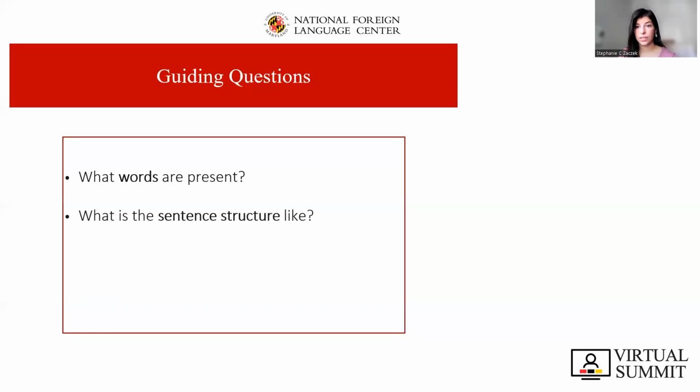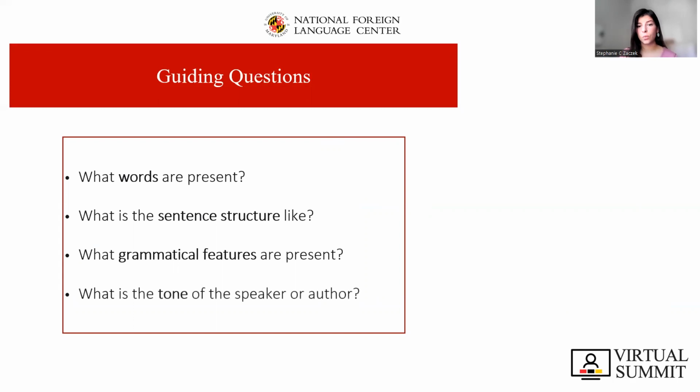What is the sentence structure like? And what grammatical features are present? Does the passage mainly consist of word lists, or are there short sentences? Are the sentences complex and organized into long paragraphs? Are the tenses simple, or is there a mix of challenging tenses throughout? Also, consider what is the tone and purpose of the author or speaker? Are they presenting straightforward information with a neutral tone meant to help instruct or inform their audience? Or are they expressing personal opinion with the intent of offering analysis?